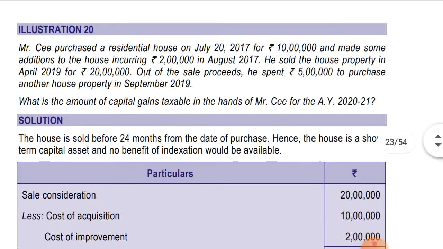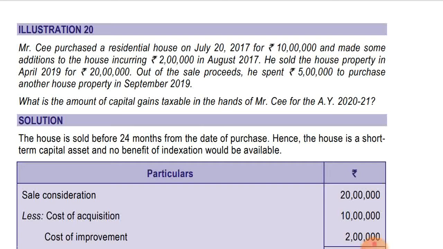Mr. C purchased a residential house on July 20, 2017, and made some addition in the house incurring 2 lakhs in August 2017. He sold the house property in April 2019 for 20 lakhs. Out of the sale proceeds, he spent 5 lakhs to purchase another house property in September 2019. So what is the capital gain taxable in the hands of Mr. C for the assessment year 2021?